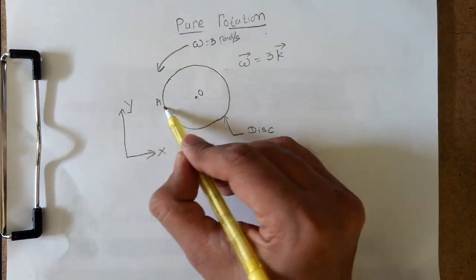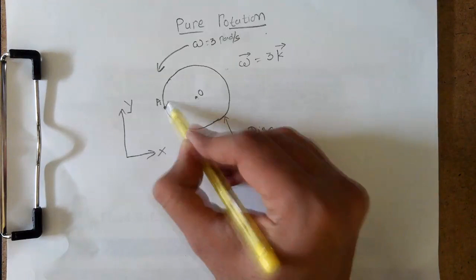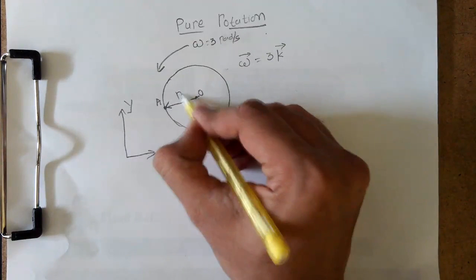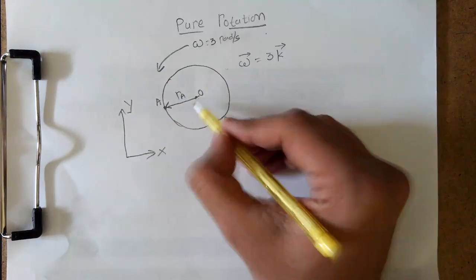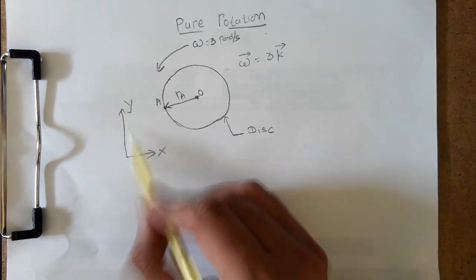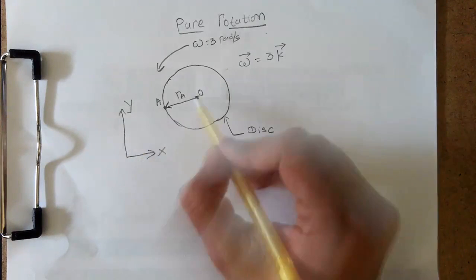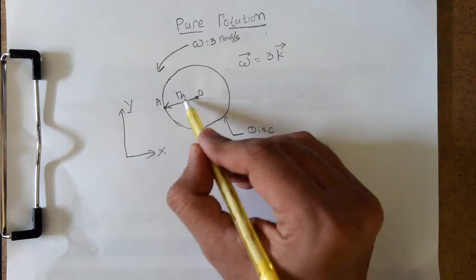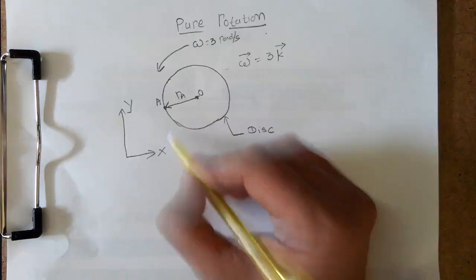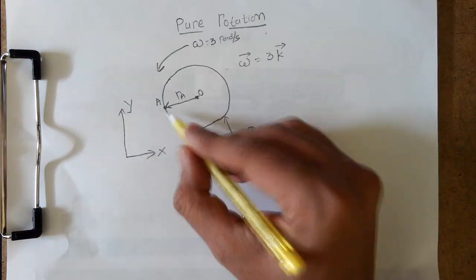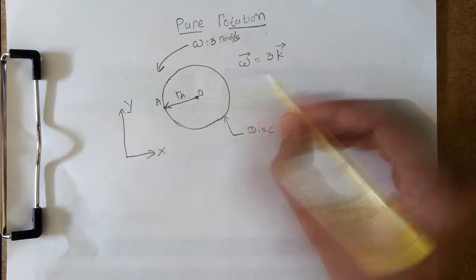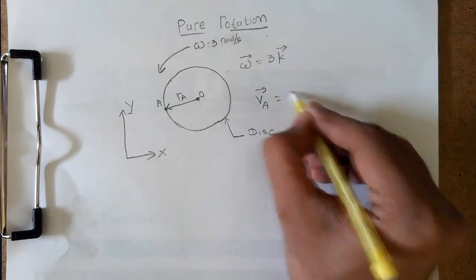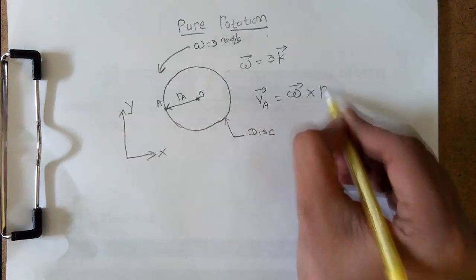Let's consider point A on the disk. The position of this point can be defined with respect to the position vector R_A. We assume that our origin is centered at O. Even though I have drawn it here, you can imagine that this origin is actually at the center. So with respect to the origin, the position of A is defined as R_A, and now this is omega. The velocity of point A can be obtained using the equation: velocity of point A is nothing but omega cross R_A.